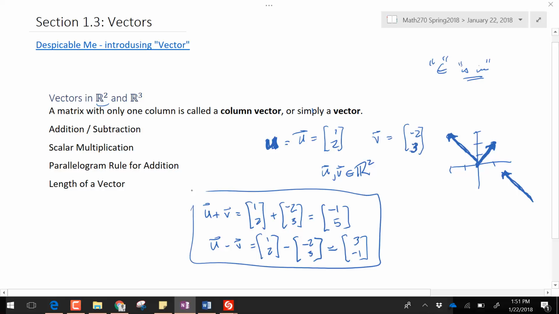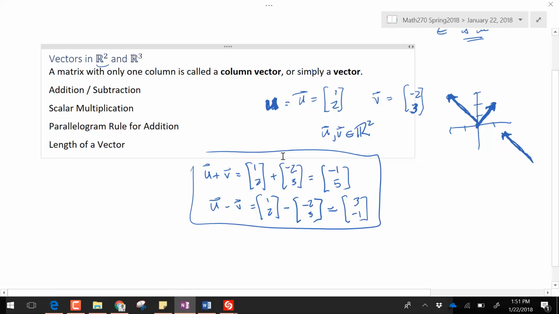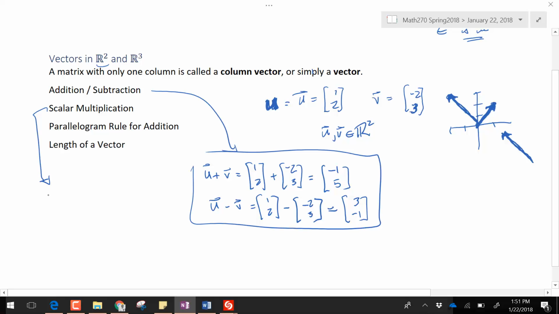Now, multiplication of vectors is a little bit more complicated. And so we won't do multiplication of two vectors. We will talk about scalar multiplication, which is a little bit different. A scalar multiplication says that we could take a number, any number, and multiply it times a vector.